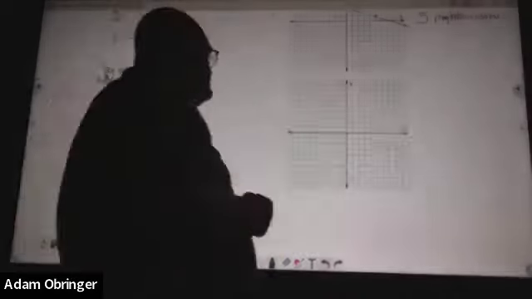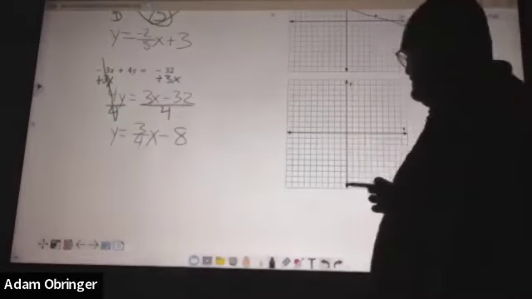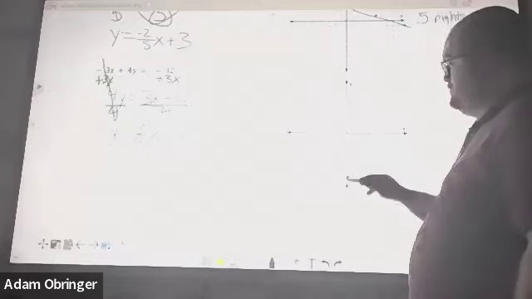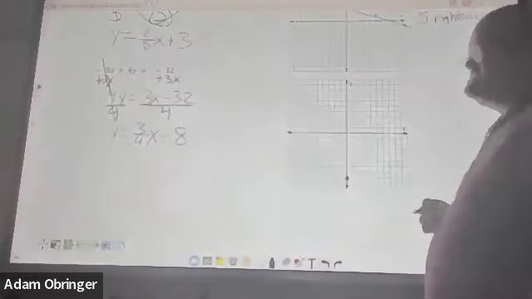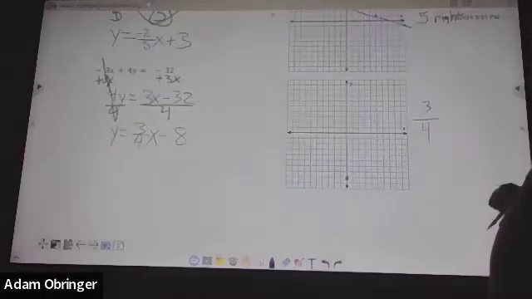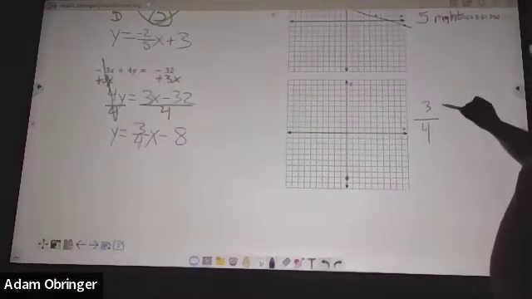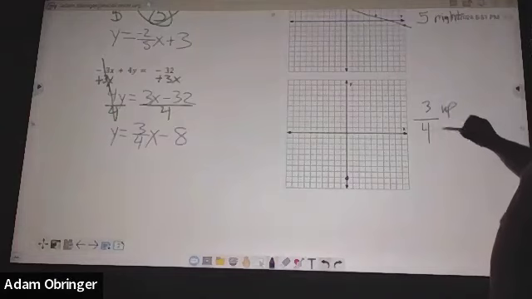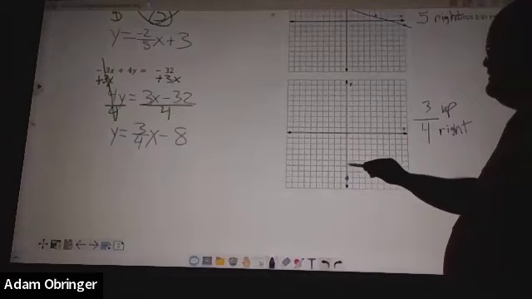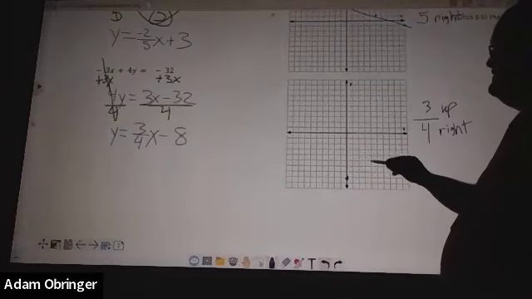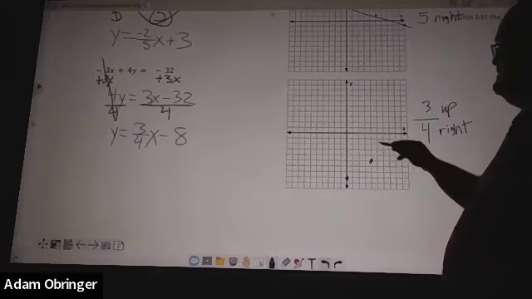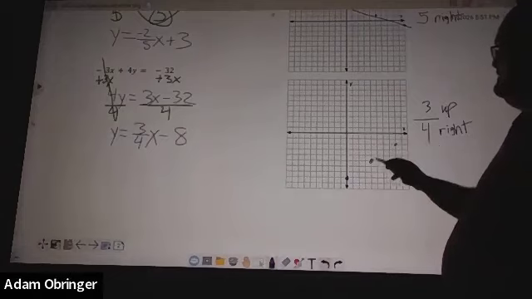Graphing this, 1, 2, 3, 4, 5, 6, 7, 8. We are going to begin at negative 8. And our slope is a positive 3/4. So we are going to move by a 3/4. That is 3 up and 4 right. So 3 up, 1, 2, 3, 1, 2, 3, 4 over, or 4 to the right. Up 3, 1, 2, 3, 1, 2, 3, 4 to the right.